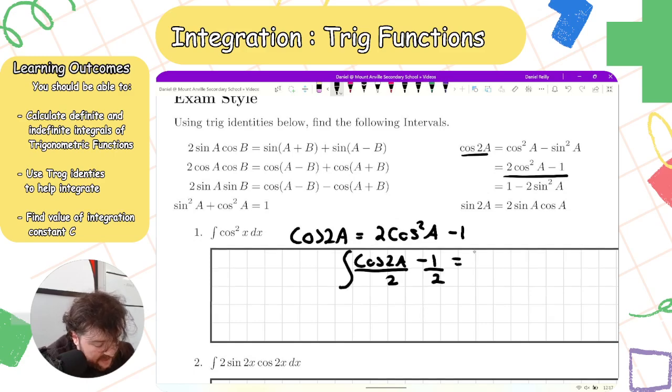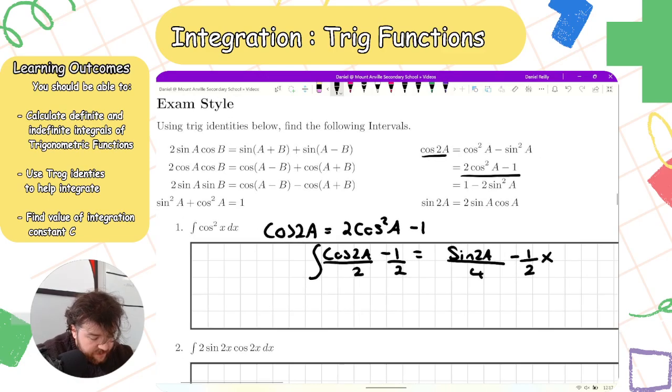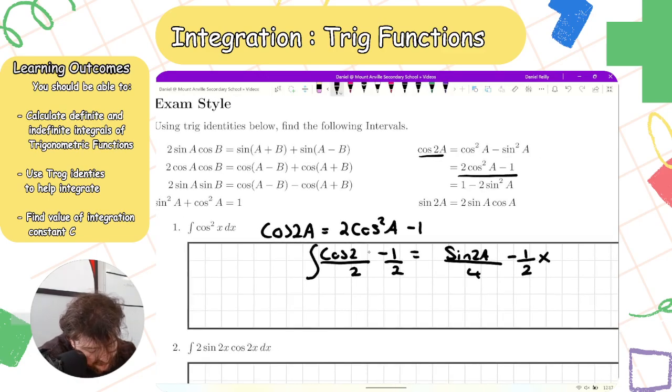And I'm integrating this. Cosine goes to sine, so it'll be sine 2a, divide by 2, so 2 times 2 is 4, and then plus a half x. Well, it was x here anyway, so a is an x. And plus c. There's my answer there.